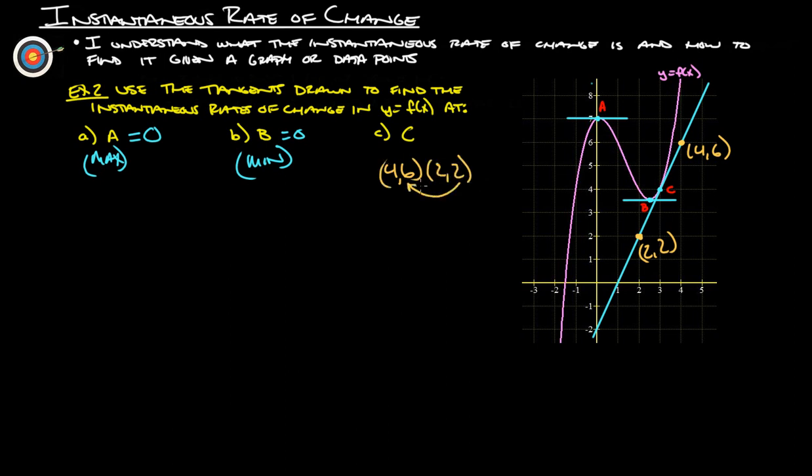So we do 2. Remember, the slope is y2 minus y1, so 2 minus 6 over x2 minus x1. And that's over 2 minus 4. So that gives us negative 4 over negative 2, which simply gives us a slope of 2 for this one here. Okay, so we did everything else in blue, so let's put this one in blue as well.